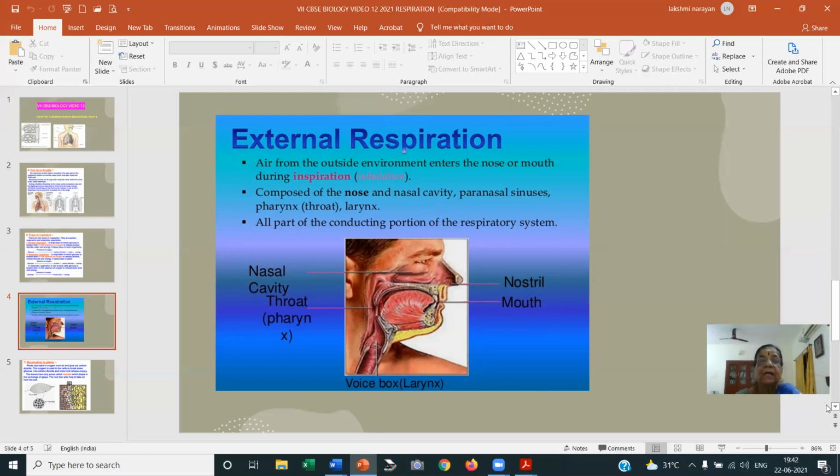External respiration: air from the outside environment enters the nose or mouth during inspiration. That was in video number 9. It is composed of the nose and nasal cavity, paranasal sinuses and cavity, pharynx and larynx, and all are part of the conducting portion of the respiratory system. You know the diagram. That is external respiration.